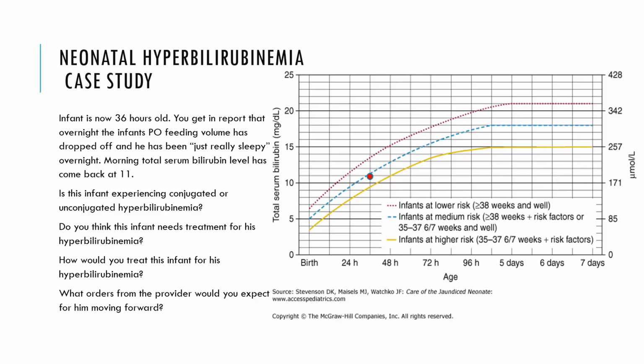What orders from the provider would you expect for him moving forward? So phototherapy, and you would maybe be thinking of a feeding tube if he's not POing, right? Maybe he needs a feeding tube at minimum volume if you don't already have an ordered minimum volume. If the mom's really opposed to a feeding tube, maybe you need an IV. Maybe you need both. He is LGA and IDM, so maybe the glucoses are crappy too. We'll say it is IV.